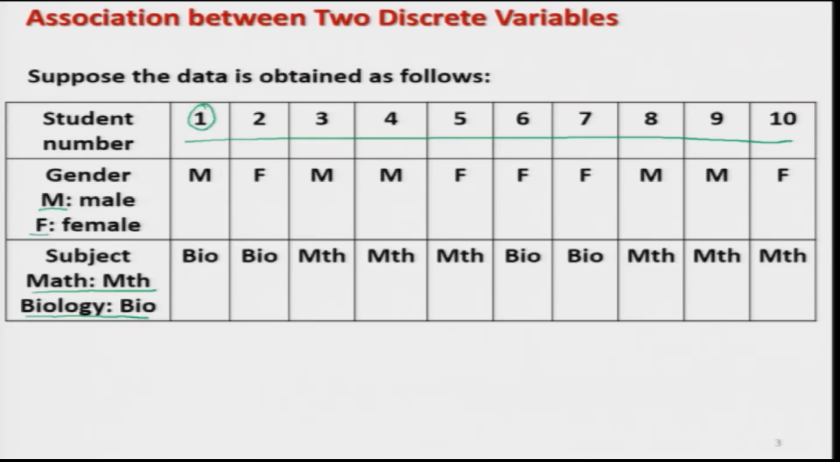Suppose we ask the first student, and the first student is a male, and he says that yes, he prefers biology. After this, we ask the second student, and the second student is a girl. So we write here F, female, and she answers that she prefers biology. And similarly, we take the third student who is a male, and this boy answers that he prefers mathematics, and so on.